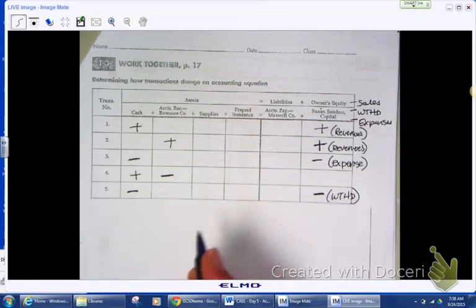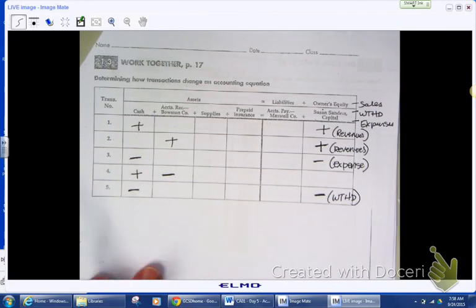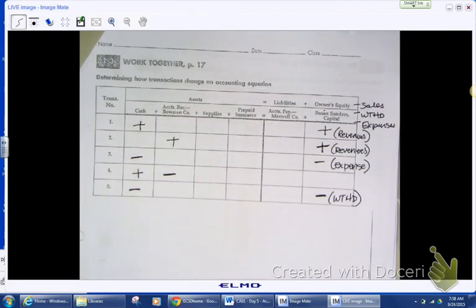Okay? All right. So that's the work together, and that finishes the notes and the work together problems for this chapter.